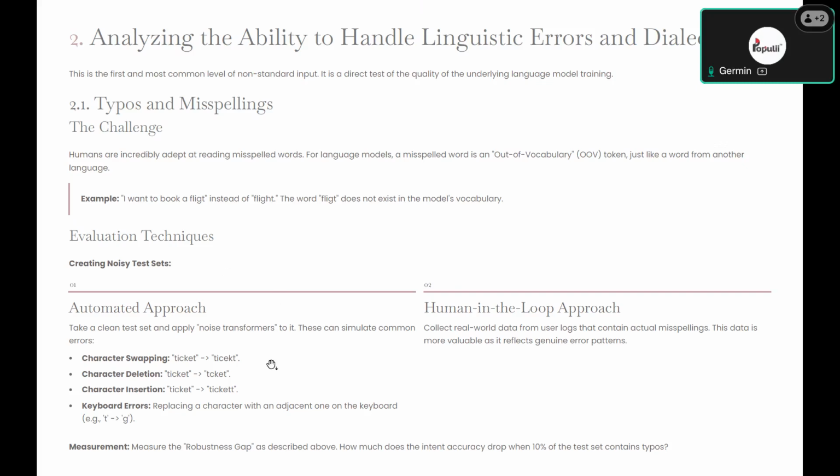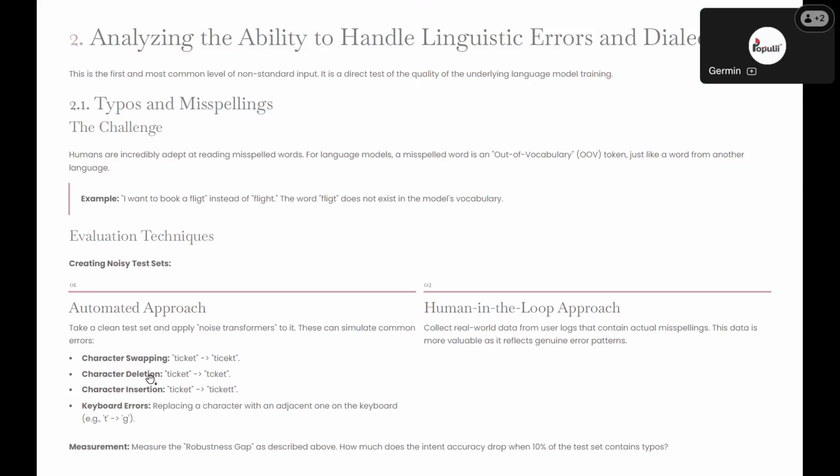So now that we understand the problem, let's talk about how we actually evaluate a chatbot's ability to handle spelling mistakes and noisy inputs. We have two main approaches, an automated approach and a human in the loop approach. First, the automated approach. In this method, we start with a clean test set. That's a collection of perfectly written user inputs. Then we apply what we call noise transformers. These are automated tools that introduce common mistakes to simulate real-world typing errors.